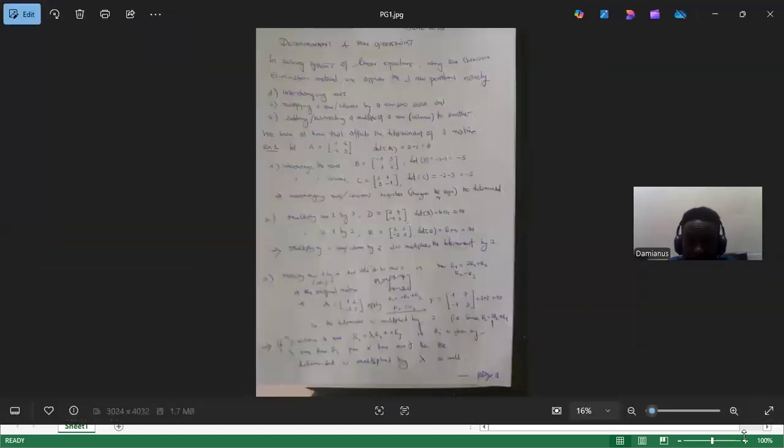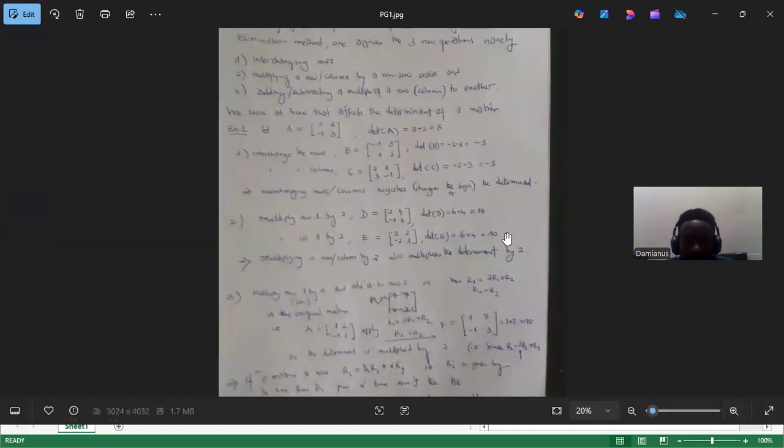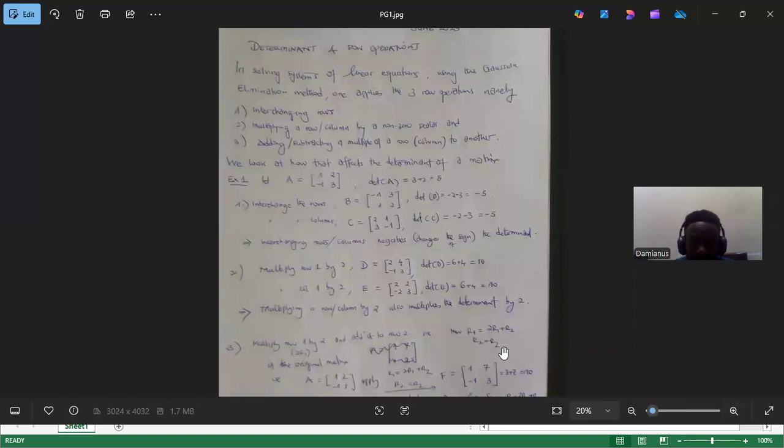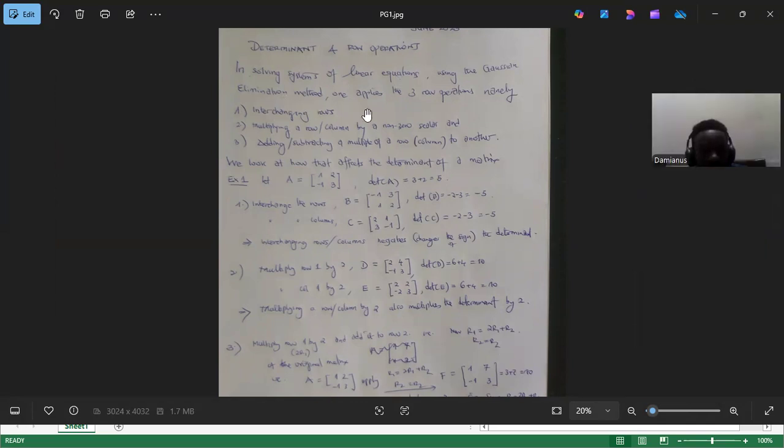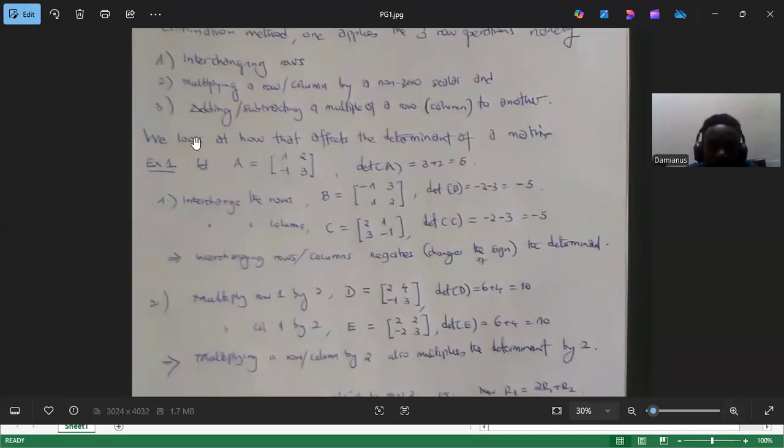Now, we'll talk about row operations. I don't know if you remember, but we used to have what are normally called the elementary row operations, which basically just means that when you're doing the elimination method for solving systems of linear equations, you interchange rows, or multiply a row or a column, in this case we include columns, by a non-zero scalar. And thirdly, you used to be adding or subtracting a multiple of a row to another. All right. So we look at how that affects the determinant of a matrix.